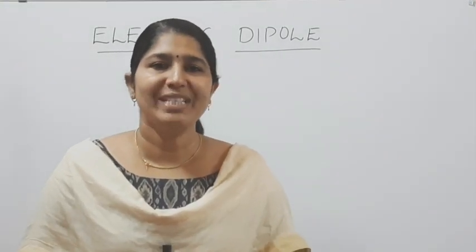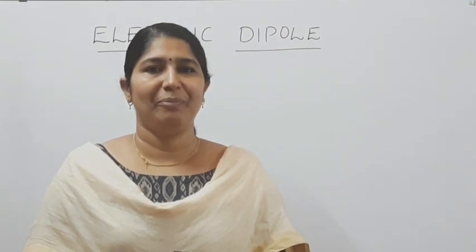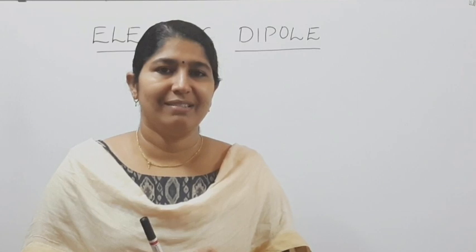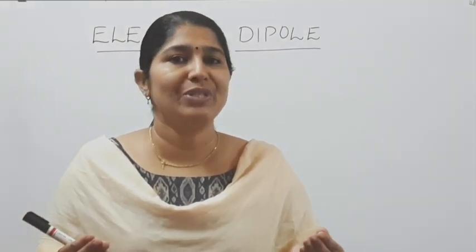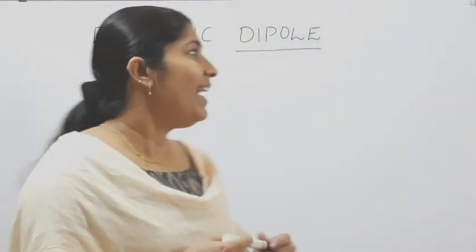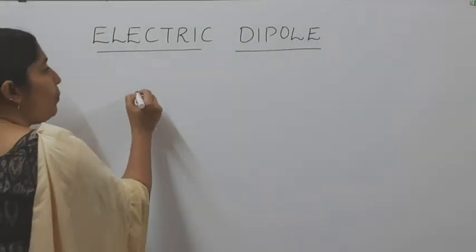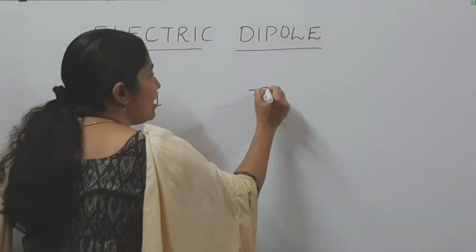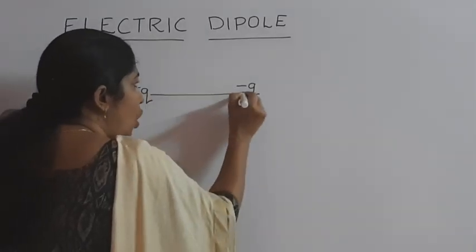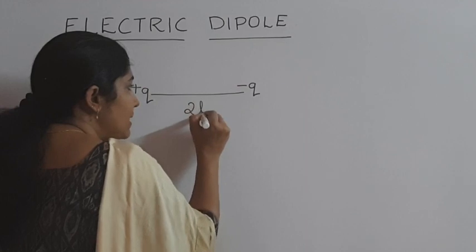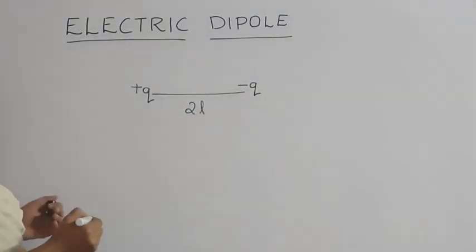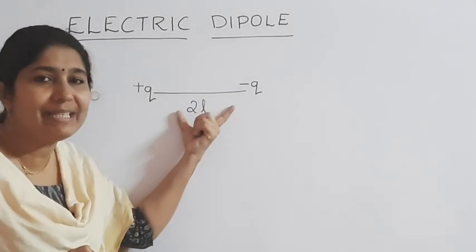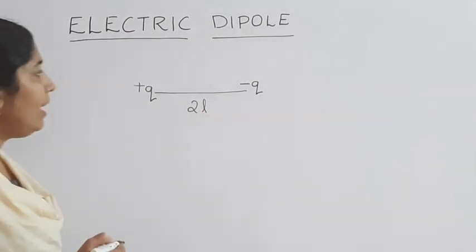Today we are going to discuss electric dipole. For this we need two charges, that is two equal and opposite charges. Two equal and opposite charges, that is plus q and minus q charges separated by a small distance, is known as a dipole.